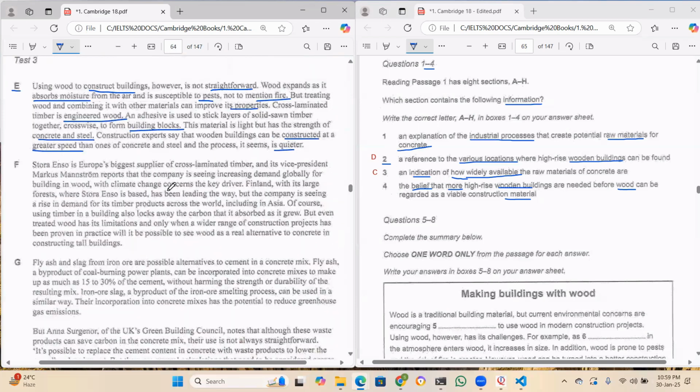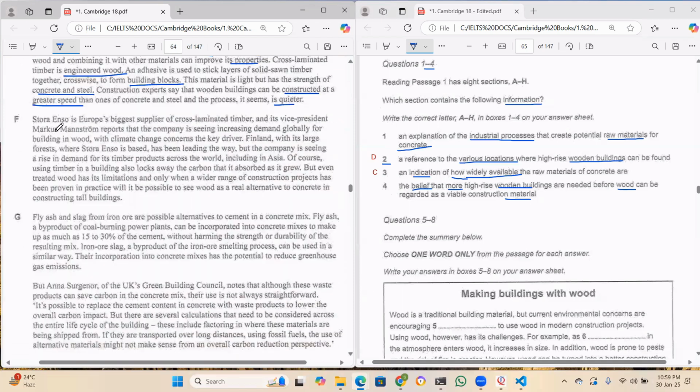Let's move to F. Next, paragraph F. Stora Enso is Europe's biggest supplier of cross-laminated timber, and its vice president Marcus reports that the company is seeing increasing demand globally for building in wood, with climate change concerns the key driver. Finland, with its large forests where Stora Enso is based, has been leading the way, but the company is seeing a rise in demand for its timber products across the world, including in Asia. Of course, using timber in a building also locks away the carbon that is absorbed as it grew. But even treated wood has its limitations, and only when a wide range of construction projects has been proven in practice will it be possible to see wood as a real alternative to concrete in constructing tall buildings.